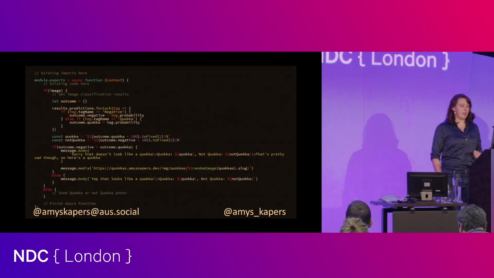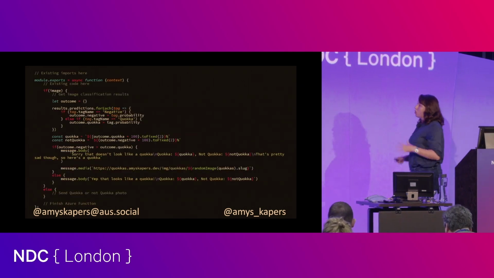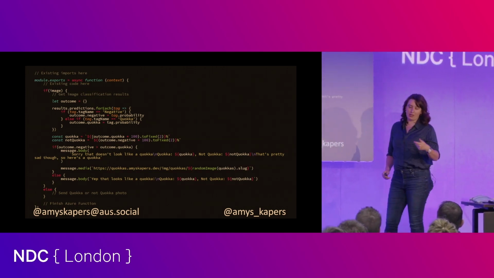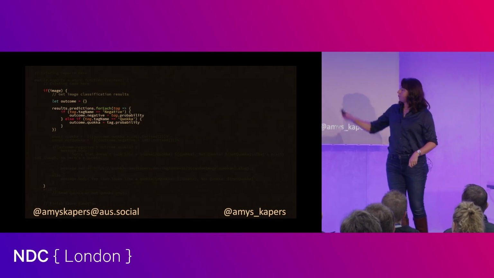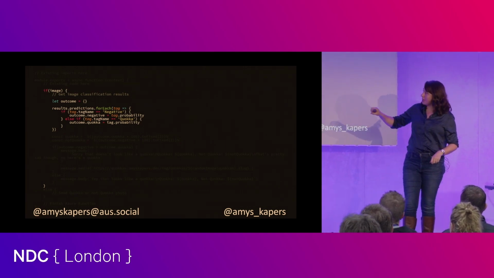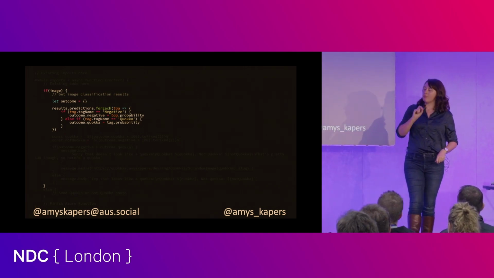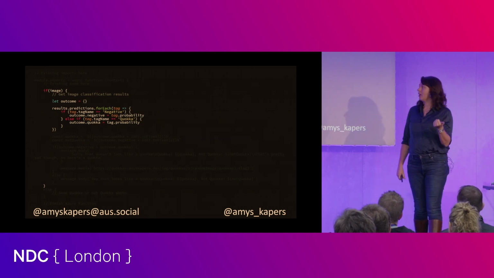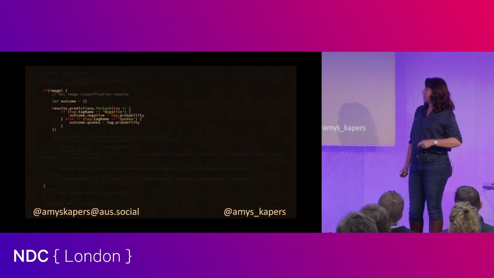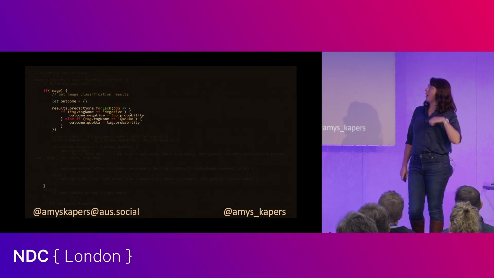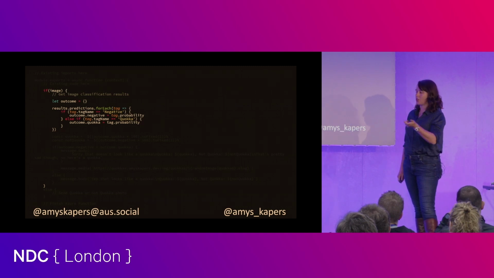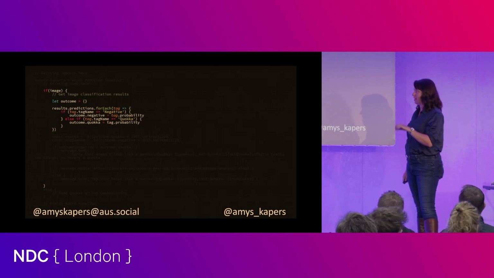Got to be certain about these things. So we're going to go through and have a look at the results and format them nicely and send it back. Again, if there is an image, we're going to go through the result predictions. We're going to check the tag. Is the tag Quokka? Is the tag negative? And we're going to go through and add them to an object so I can get the probability values nicely afterwards.